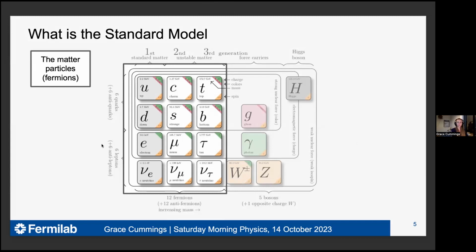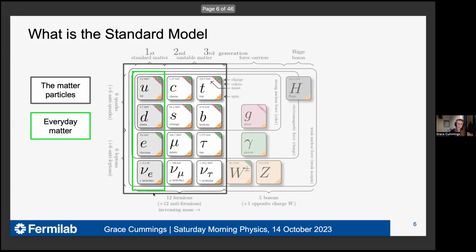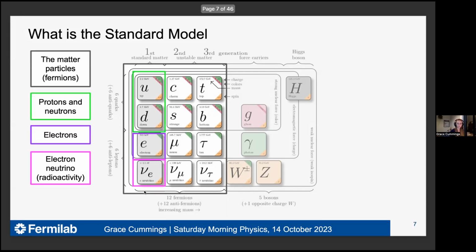But here in this first block, I have all of the matter particles, the fermions. So these are all half integer spin particles. This is really what makes up the stuff of the universe. And there are a few more things that are interesting about this. This first column is your everyday matter. So everything that we normally interact with exists in this column of the standard model. You have your up and down quarks, which form protons and neutrons. This is what makes up all the atoms that we see in our day-to-day lives, with electrons as well, of course, in the orbitals around the atoms, which are responsible for how they interact with one another.